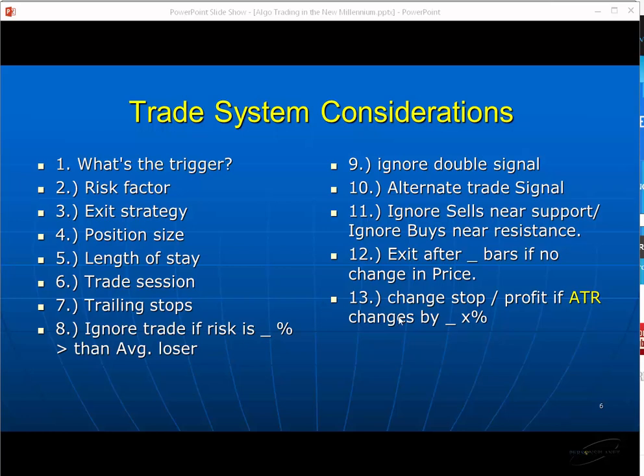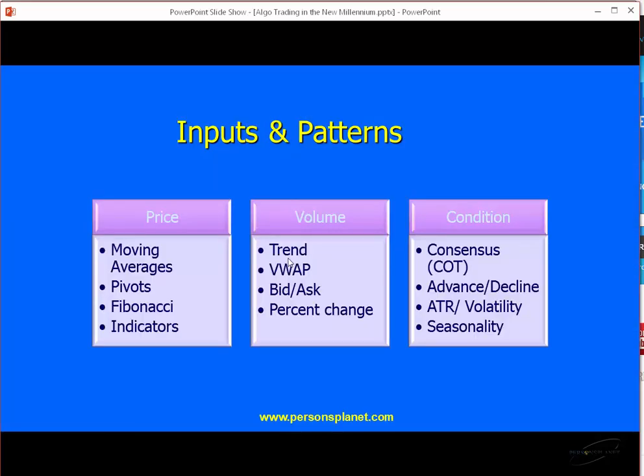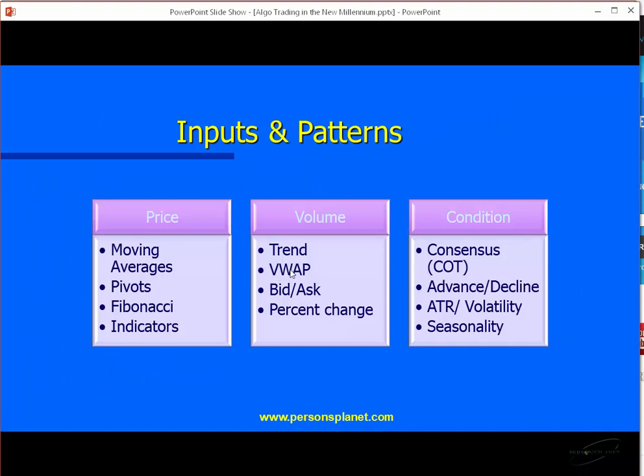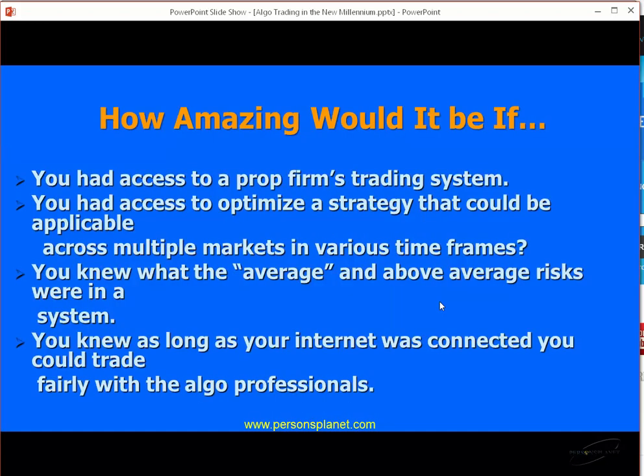So these are some of the trade system considerations that you need to go through for a very viable product like the one I'm sharing with you. Inputs and patterns: what goes into it? Well, price, we have moving averages, we have pivots, my favorite, of course, Person's pivots, Fibonacci, indicators, we have volume, trend, variable weighted average price, volume weighted average price, bid and ask, percent change. You've got conditions like commitment of traders, advance decline, volatility based on average true range, and seasonality. So there's a lot of inputs that we would look at.